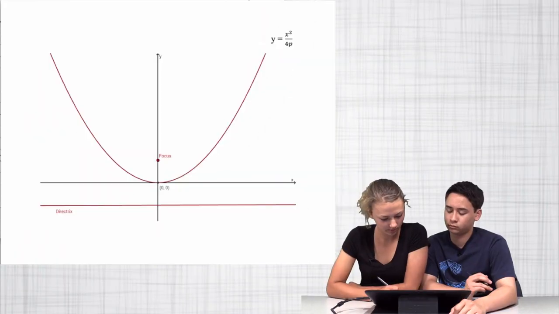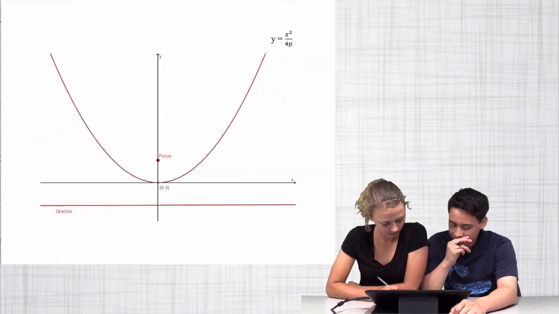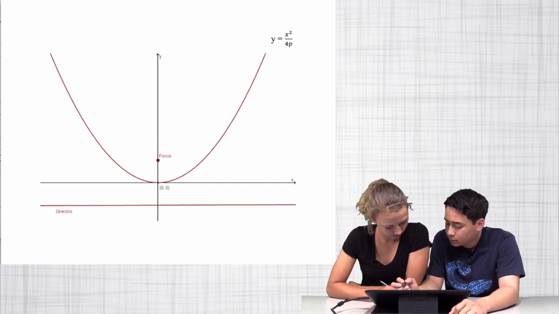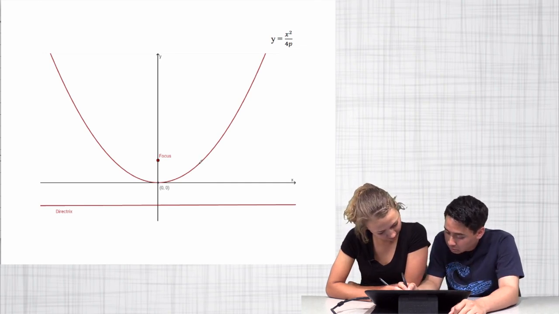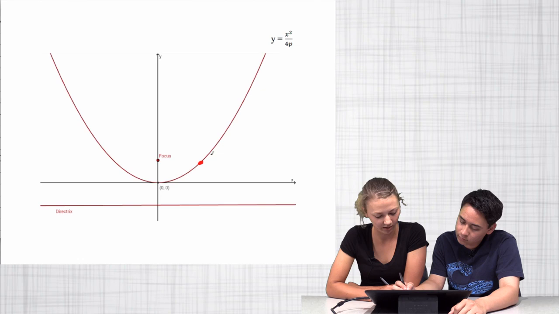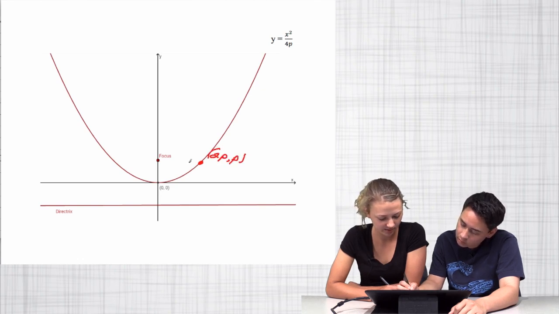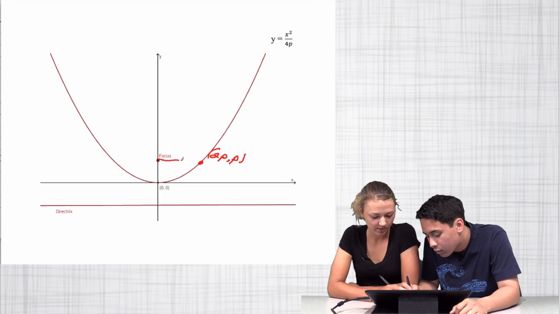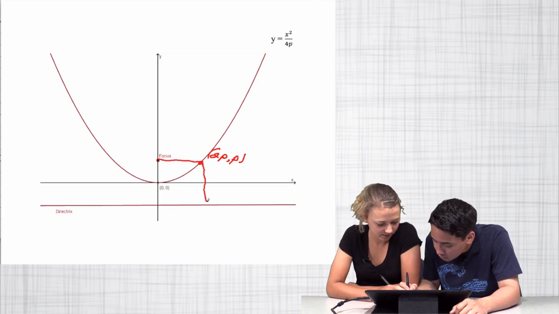Could you put the special point on for this one? You can try. It'd be right there, right? Well, this is the 2p, comma p, right? Because the x is double the y? Yeah. Okay. 2p, comma p. Because the distance from there to there is equal to the distance from there to there.